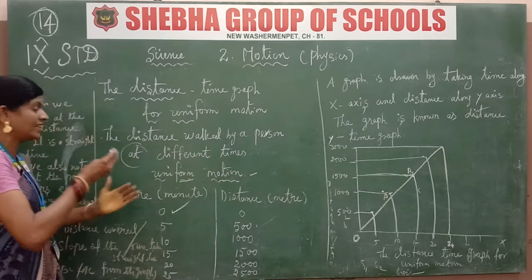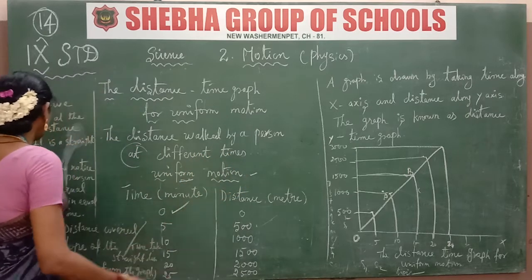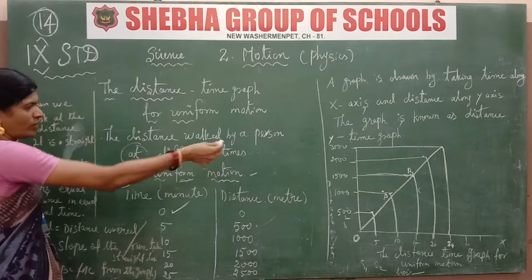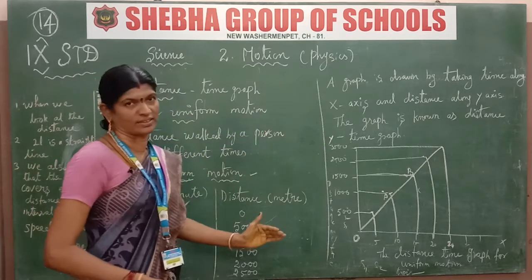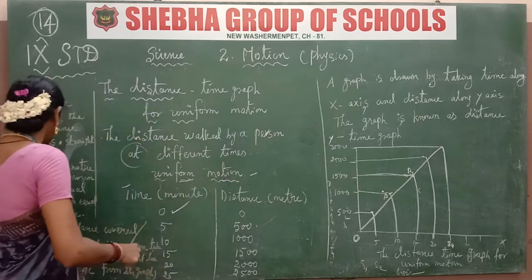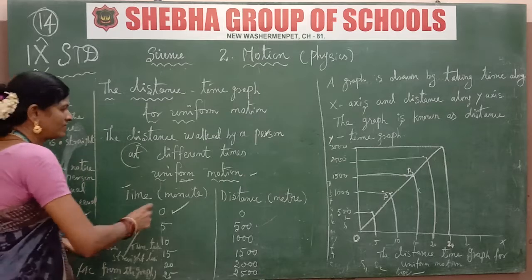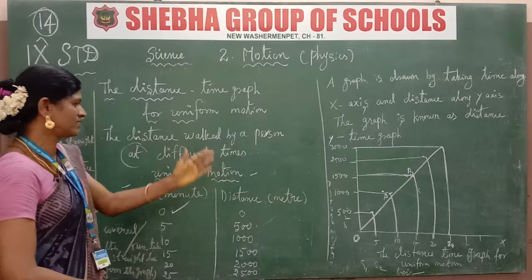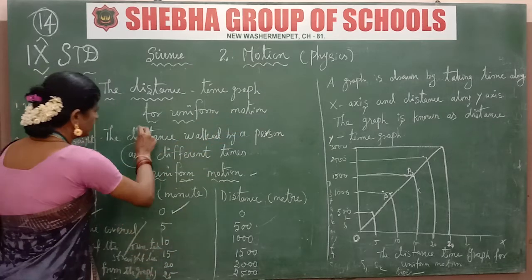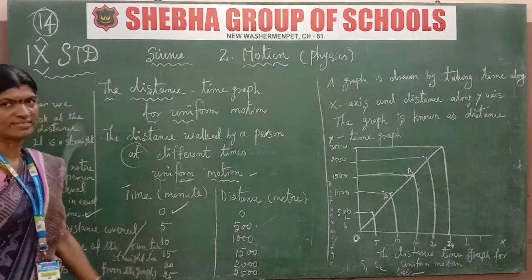Next, we also noticed that the person covers equal distance in equal intervals of time. It's clear? So once again, what do you notice? The person covers equal distances in equal intervals of time. So the time and the distance the person walks are all equal.